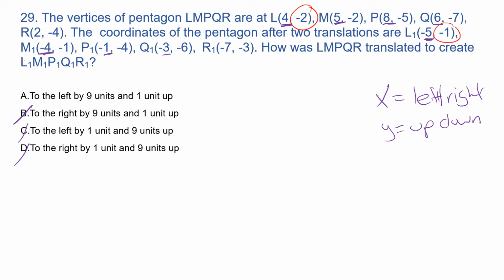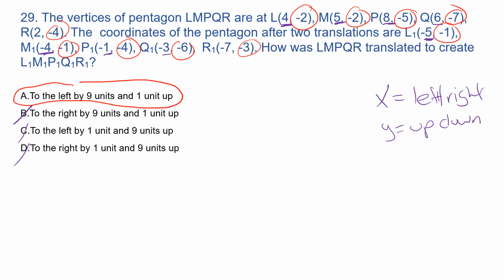From -2 to -1, that is adding 1. From -2 to, where's our M? -1, again, you're adding 1. -5 to -4, adding 1. -7 to -6, you're adding 1. And -4 to -3, you're adding 1. So y values, that is up and down, so that would be 1 unit up. So my answer would be A.